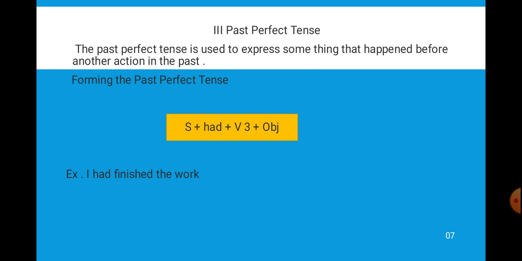Past perfect tense. The past perfect tense is used to express something that happened before another action in the past. Forming the past perfect tense: subject plus had plus verb third form plus object. I had finished the work. It is the example of past perfect tense.